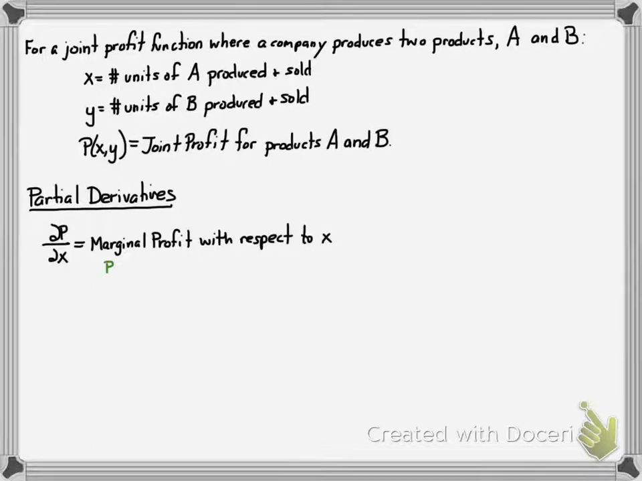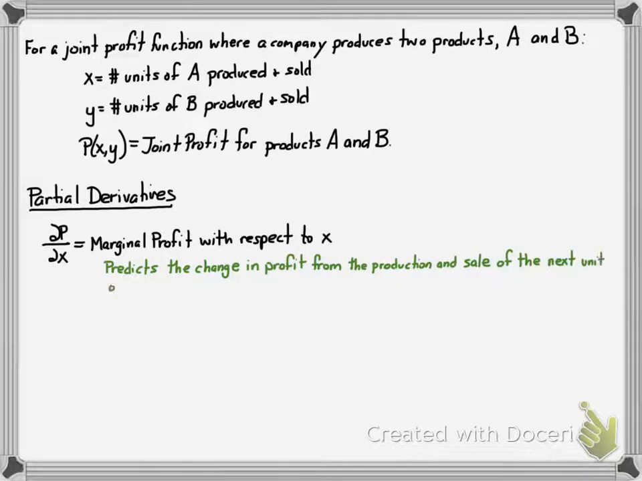And what dp over dx tells us is, we are going to allow the product that's associated with x, so in this case product A, we're going to ask what happens if we increase production and sale of product A, but leave product B with its sales and productivity remaining constant. So the marginal profit with respect to x predicts the change in profit from the production and sale of the next unit of A, while product B's production and sale remains constant.